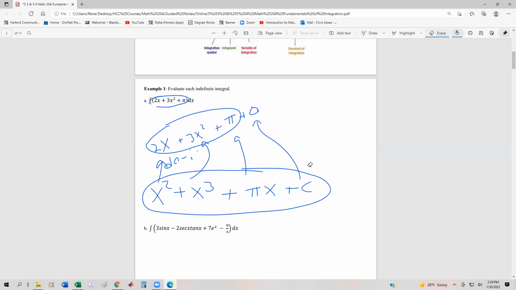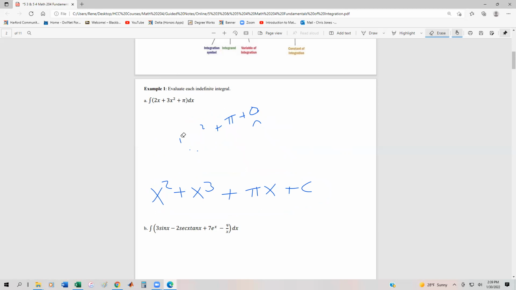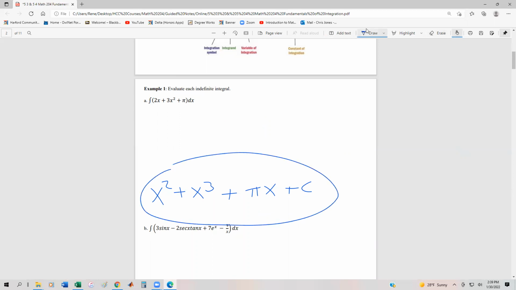Eventually you'll get to the point where you just feel confident enough that you don't have to do that. But for right now, it might not be a bad idea for you to take the derivative of your solution just to check to make sure that it does make sense.